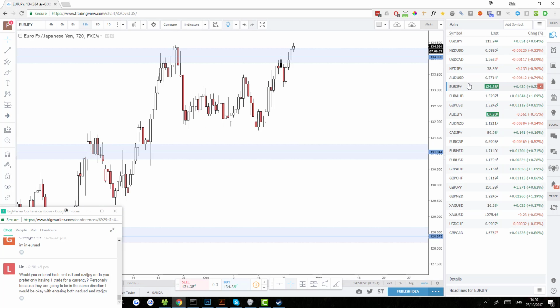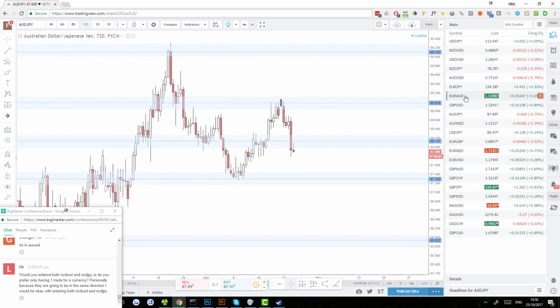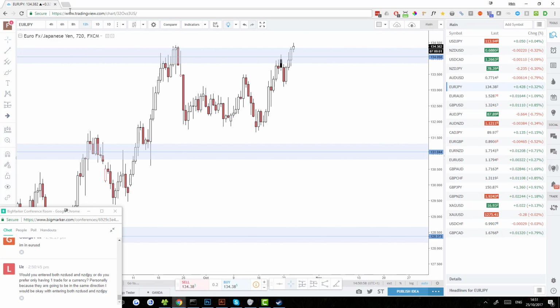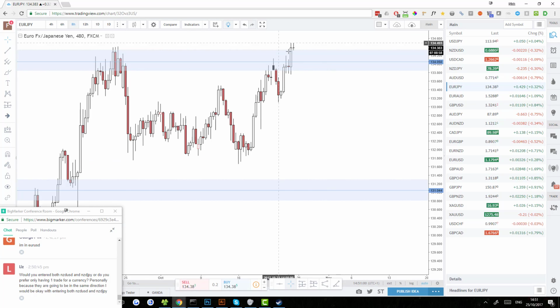I think EURJPY was the last one, wasn't it? Yeah. EURJPY, it's broken above resistance, but it's still stalling, so it's worth keeping an eye on. It's not that great. Wow. So we have a lot of setups, guys. These are a lot of potential setups: USDJPY, NZDUSD, USDCAD, NZDJPY, AUDUSD, EURJPY.